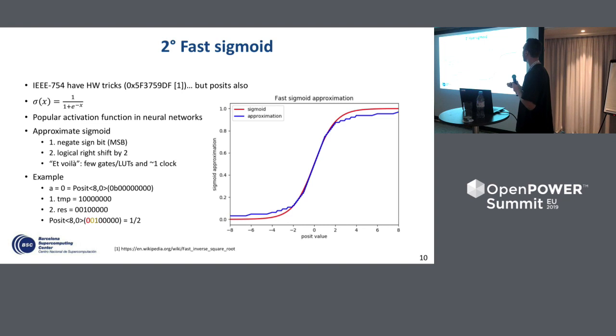In case of Posit, you can just negate the sign bit, do a logical right shift by 2, and that's all. It's about 1 clock and some gates in our lookup tables. It looks like this, the blue shape compared to the red shape.